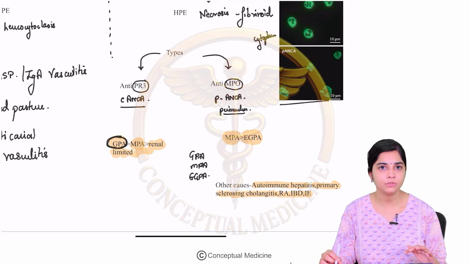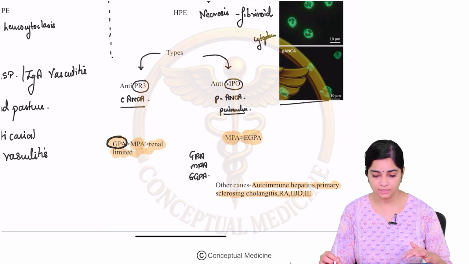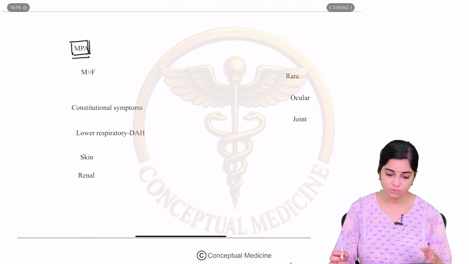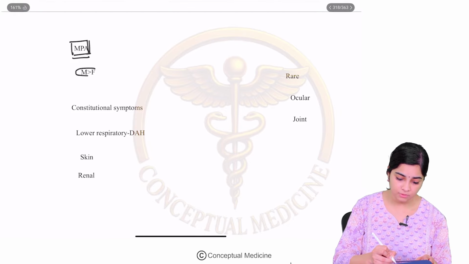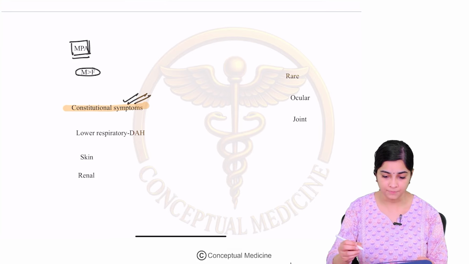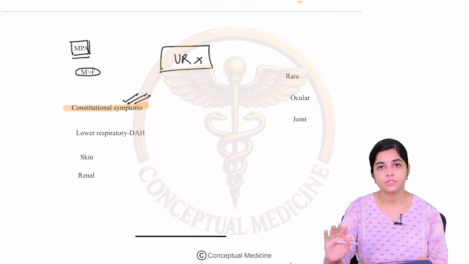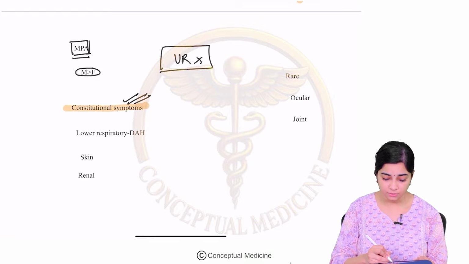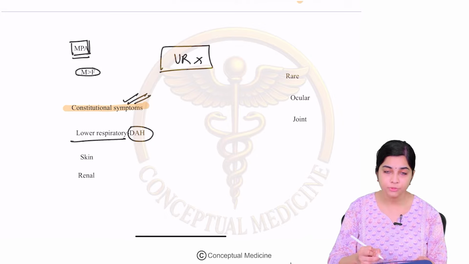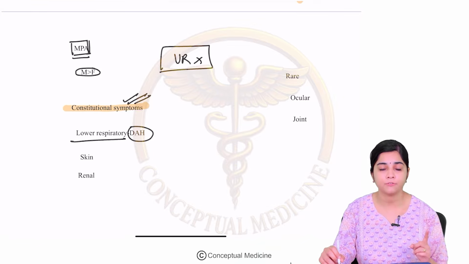Now let us move back to microscopic polyangiitis, which is the second prototype which we have to be learning in small vessel vasculitis. So, microscopic polyangiitis is more common in males than females. It has more predominant constitutional symptoms unlike the GPA, and it does not have any upper respiratory tract clinical features. It has predominantly lower respiratory involvement with diffuse alveolar hemorrhage, and massive hemoptysis can be a presenting feature of MPA as well.